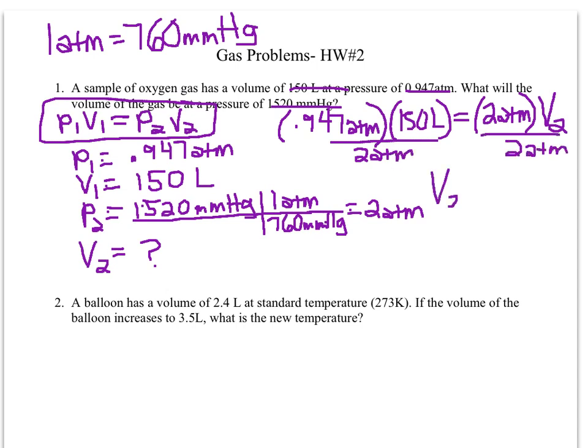All right, so plug that in, and hopefully what you see in your calculator right now is 71.025. Let's go ahead and round that to 71.03. Put liters after that, box it on up.